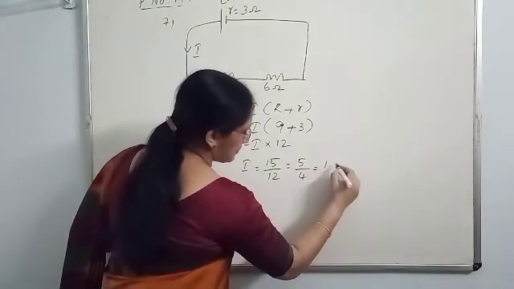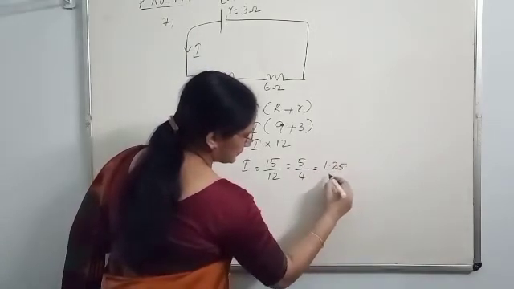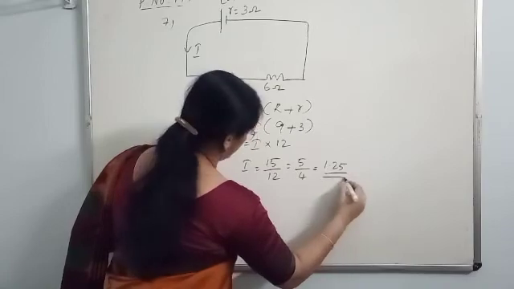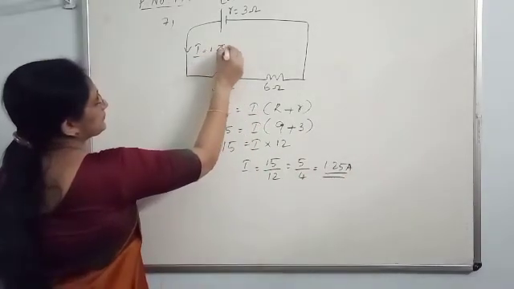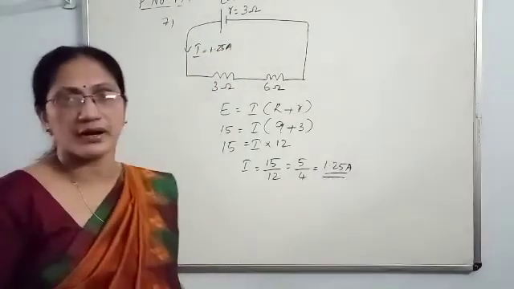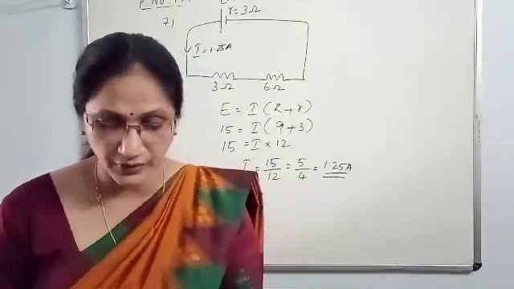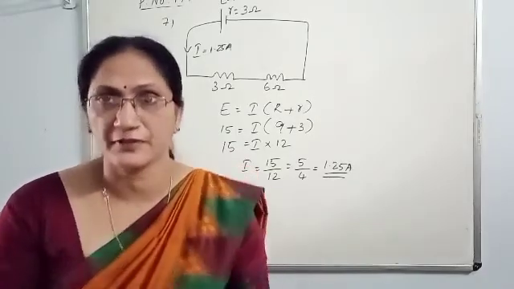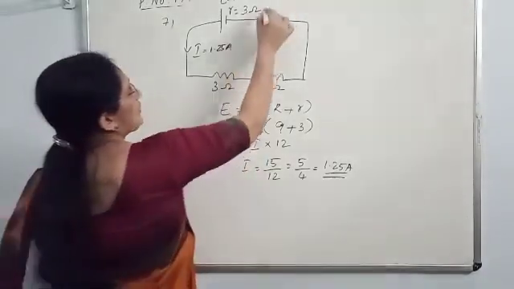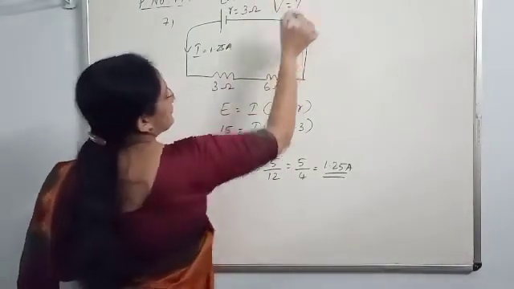That means 1.25 ampere. That is the current. Current drawn from the battery is 1.25 ampere. What is the terminal potential difference of the battery? Means V, V you have to find out.